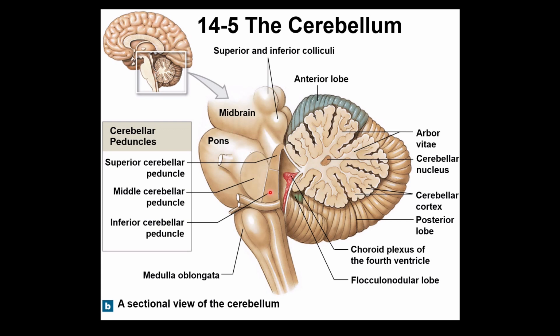If you remember, there was also the cerebral peduncle. The cerebral peduncle was in the midbrain. This is the cerebellar peduncle, and there are 3 of them: superior, middle, and inferior. And then this is the medulla oblongata also.